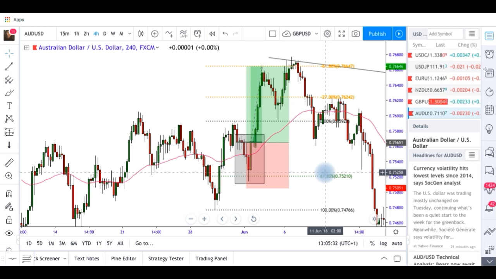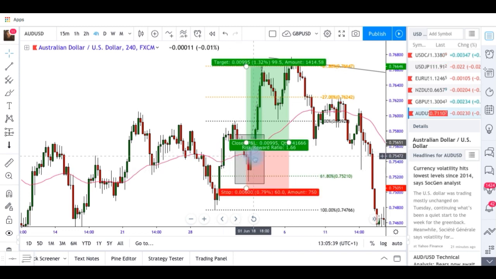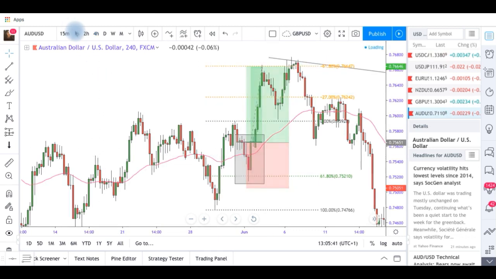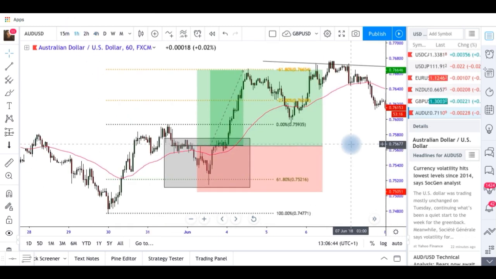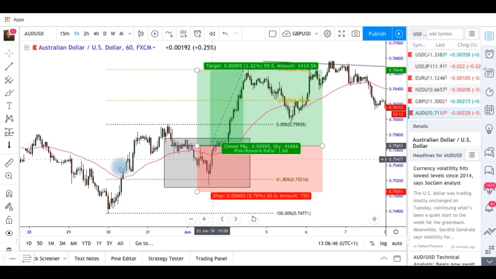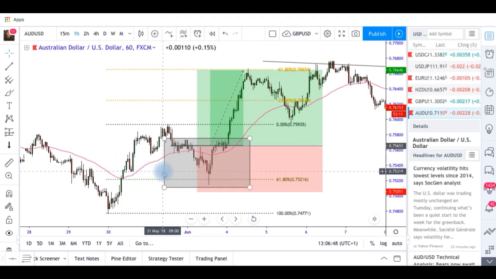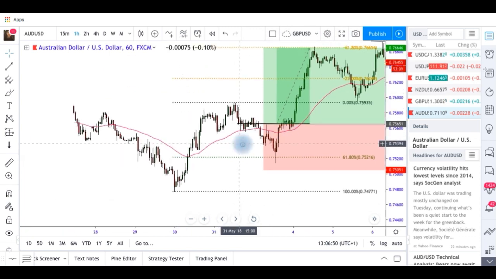But we can change that by simply scaling down to the hourly and getting a much better entry. So let's now scale down to the hourly and see how we could have got a better entry on this. Okay, so this is now the hourly that we're looking at. I've just tidied things up a little bit, so I'm just going to remove this box. I've been using these boxes to find the reference points.